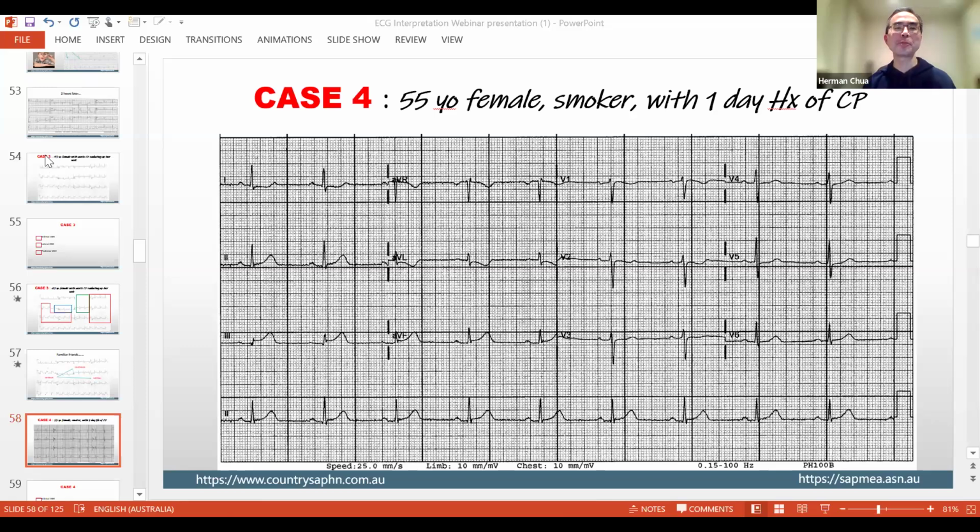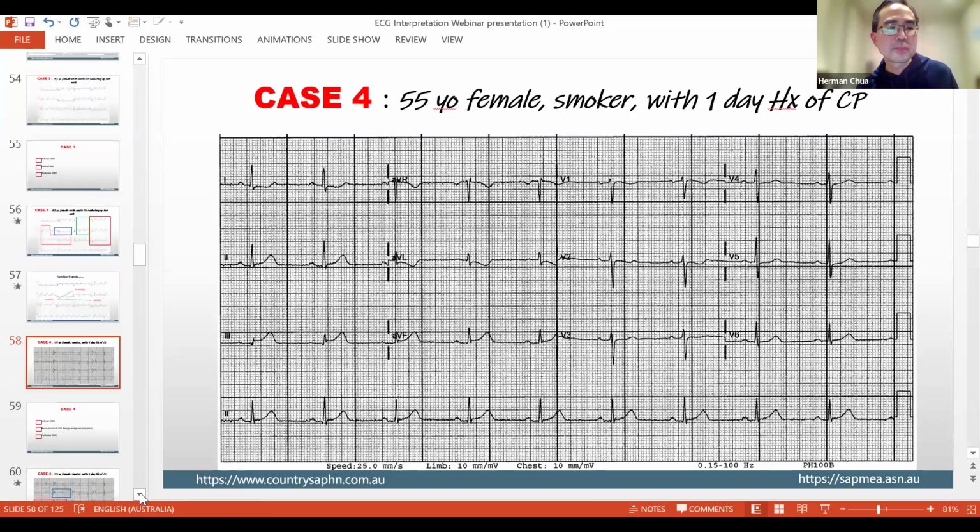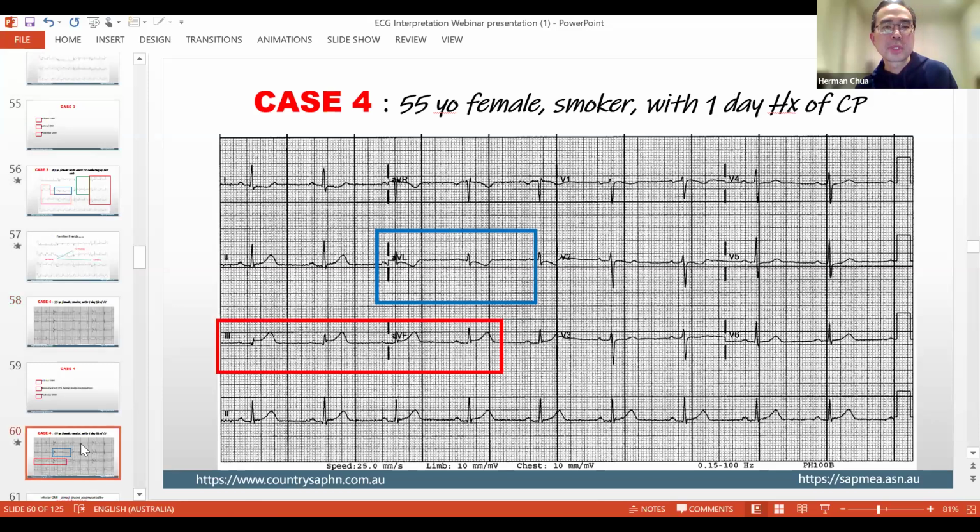Okay, so basically we've got a split, right? About half of you think that it's inferior, close to half thinking that it's a normal variant ST elevation, and some of you thought that it's posterior. So let's have a look at this, right? This is an infero-posterior infarct, okay?